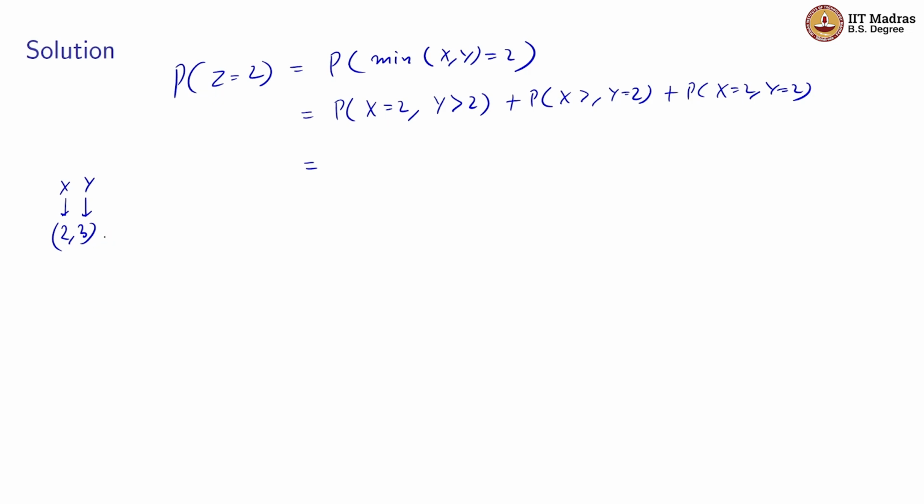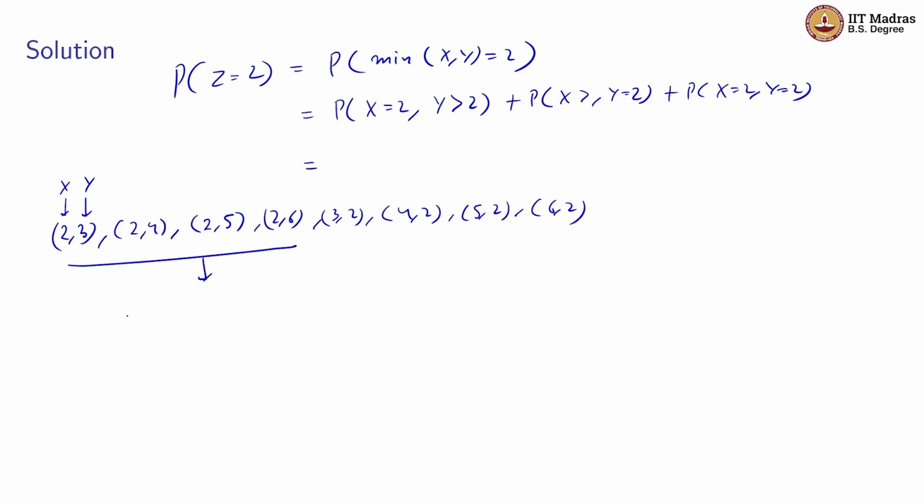So all possible pairs are (2, 3), (2, 4), (2, 5), (2, 6), (3, 2), (4, 2), (5, 2), and (6, 2). So these 4 are for x is equal to 2 and y is greater than 2, and these 4 are for x is greater than 2 and y is equal to 2.